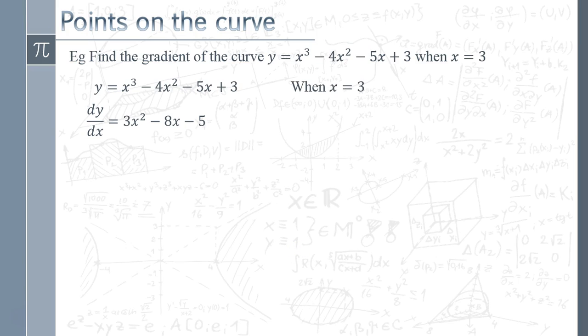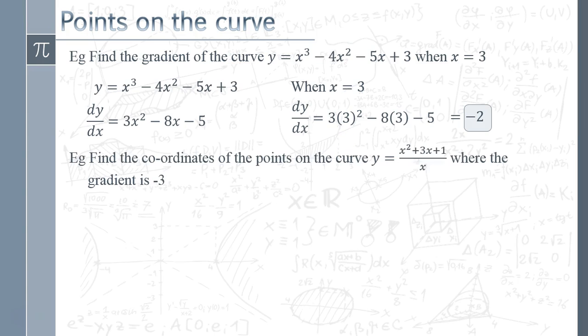And very straightforward when you say, well, when x is 3, what is the gradient? Well, you'll notice our gradient function is in terms of x. It basically tells us what is the gradient at any point on the curve. So all we're going to do is plug x equals 3 into there. So when you put x equals 3 in, we've got 3 times 3 squared minus 8 times 3 minus 5. And so that tells us that the gradient of the curve at that point is minus 2. Okay, job done.